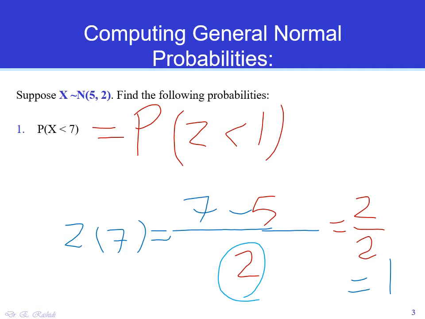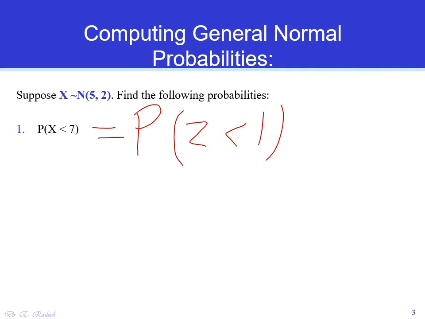And if we find the probability that z is less than 1 in the z table, that's going to be equal to the probability that x is less than 7. We're going to do that in just a second. Before that, let's move on with another example.